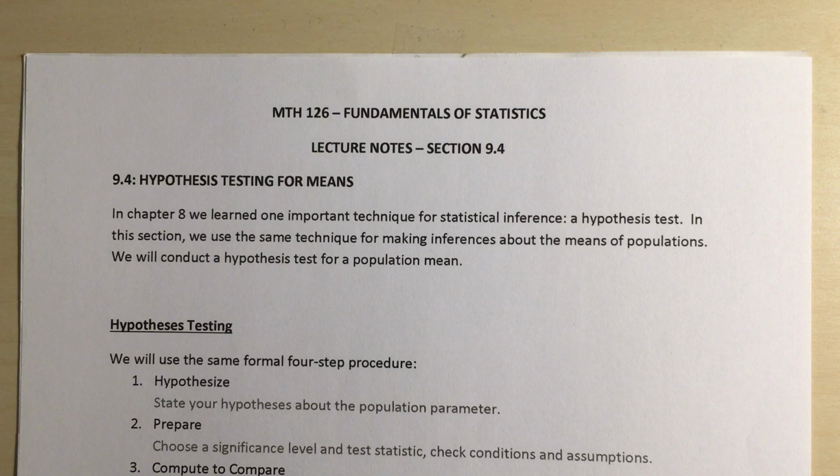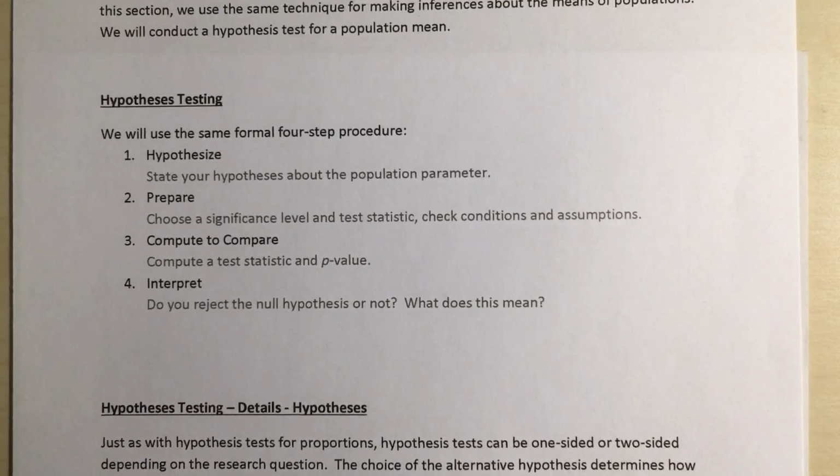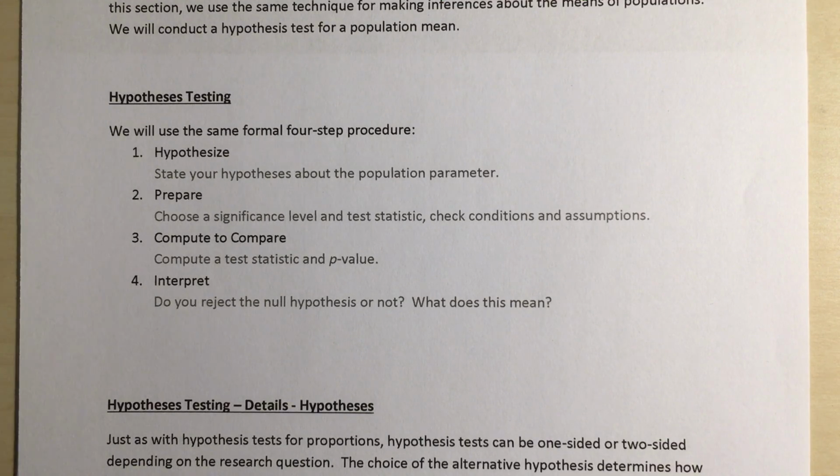So in chapter 8, we learned one important technique for statistical inference was the hypothesis test. In this section, we're going to use the same technique, but instead of looking at population proportions, we're going to look at means of populations. So our testing procedure is going to be the same thing that we saw in our previous chapter.